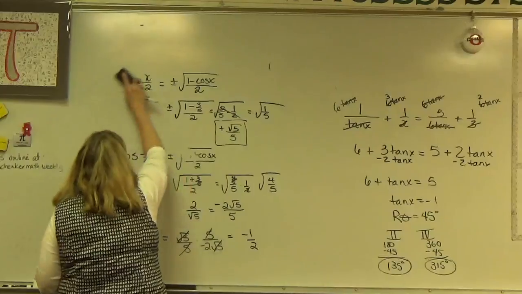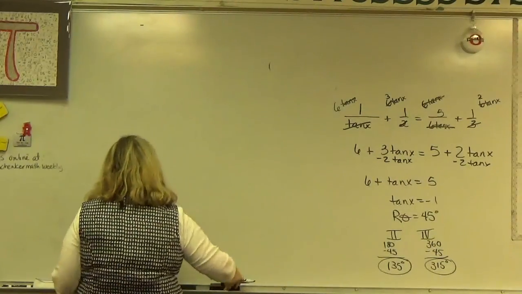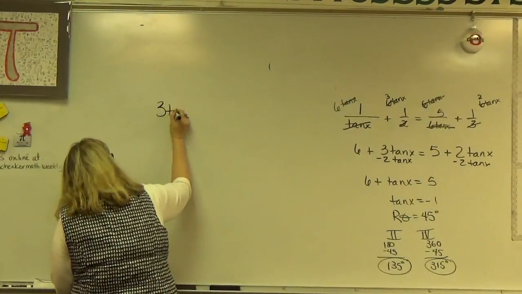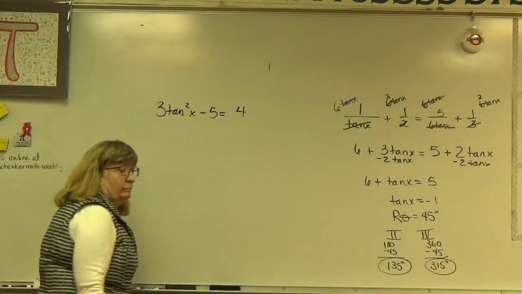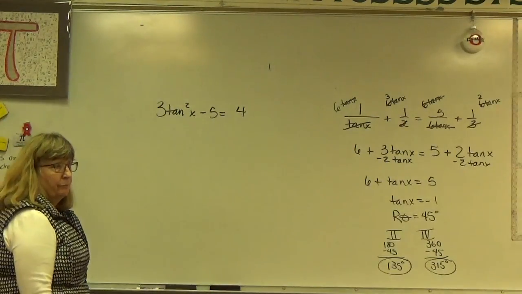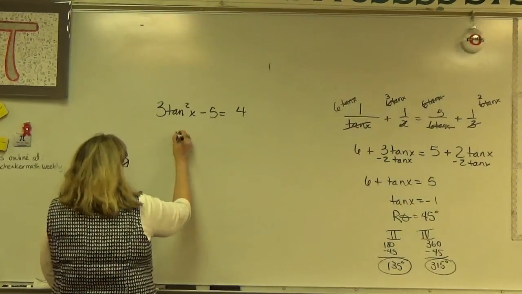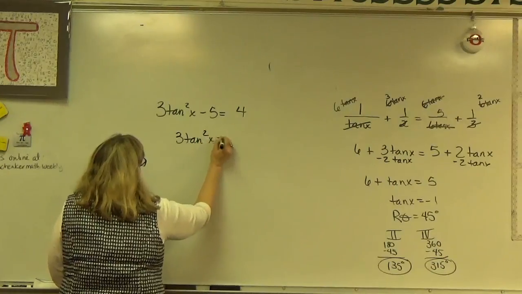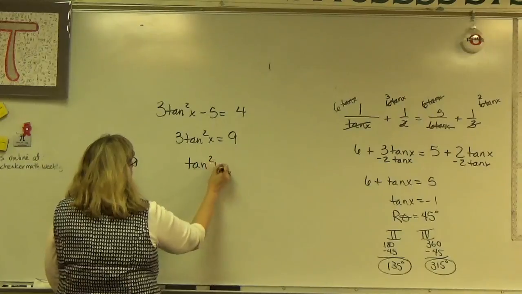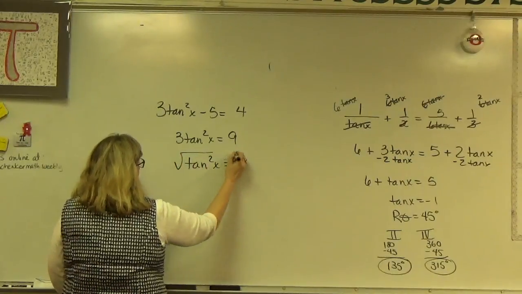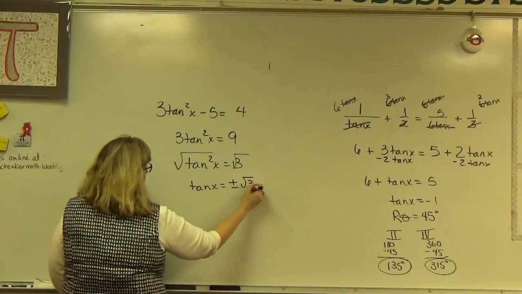Here, let's do another example. I don't know if you're to this page yet, Dalton, but what if I were to have 3 tangent squared minus 5 equals 4? What would I do to solve that? Add 5, divide by 3, but what's most important? Plus or minus. There we go, I heard it.